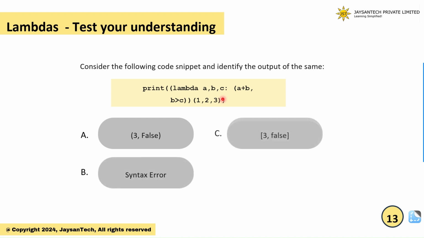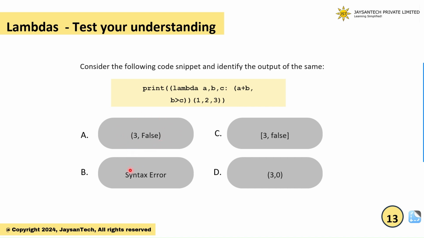Now see, we have given the lambda function. I have opened a parenthesis here. When you're specifying some elements inside a parenthesis, it means you're creating a tuple. So basically this lambda function is returning a tuple where the first element is the sum of A and B and the second element is a comparison between B and C. So when I'm passing 1, 2 and 3, A plus B is 1 plus 2, which is 3. And B greater than C in this case is false, right, 2 is less than 3. So it will return a tuple where the first element is 3 and the second element is False.